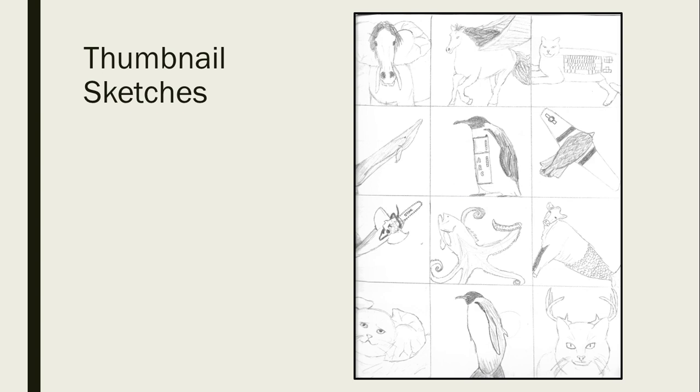Our next step is sketches. So in your directions, it says to do 10 sketches. If you just really want to do one sketch on each sheet of paper and use 10 pieces of paper, you can do that. You don't have to. I recommend doing what's called thumbnail sketches. Thumbnail sketches are not supposed to be very big. So this is one sheet of paper. It's got 12 images on it.